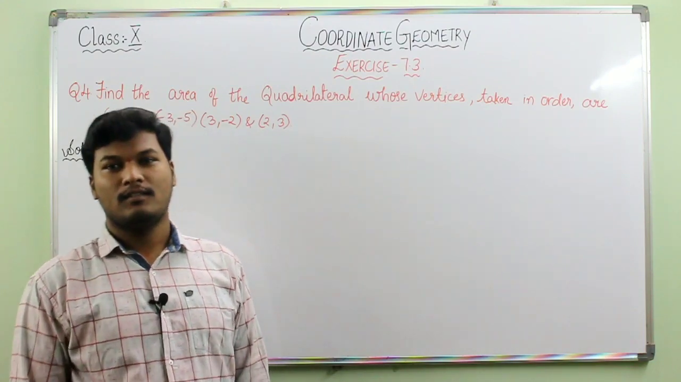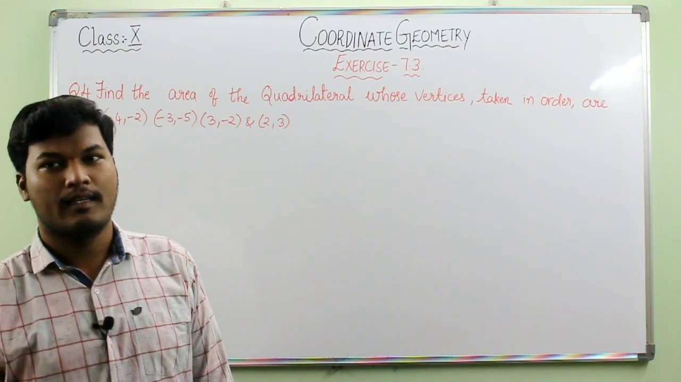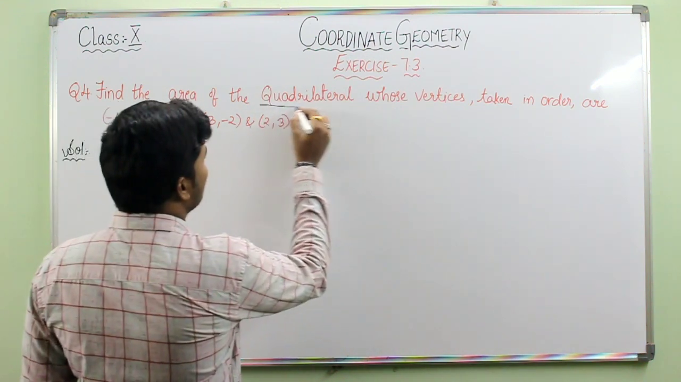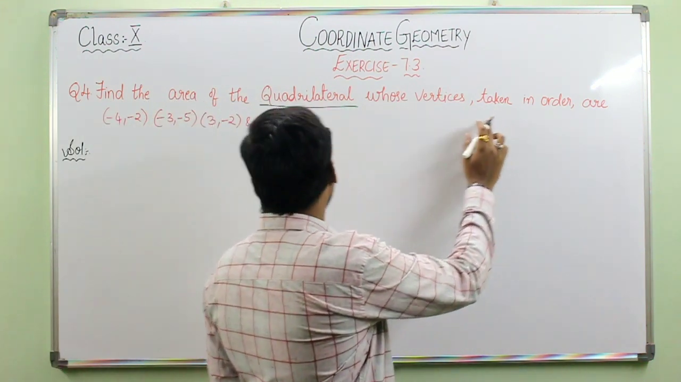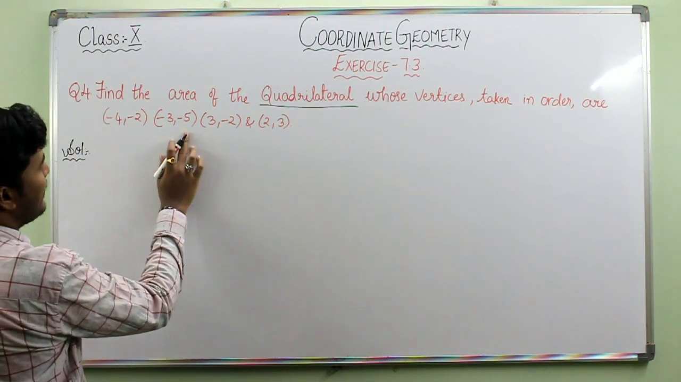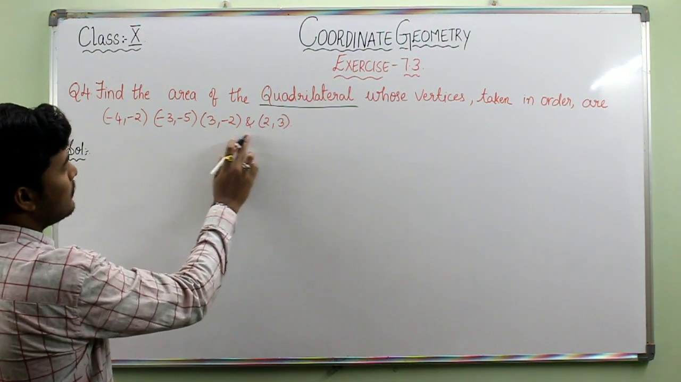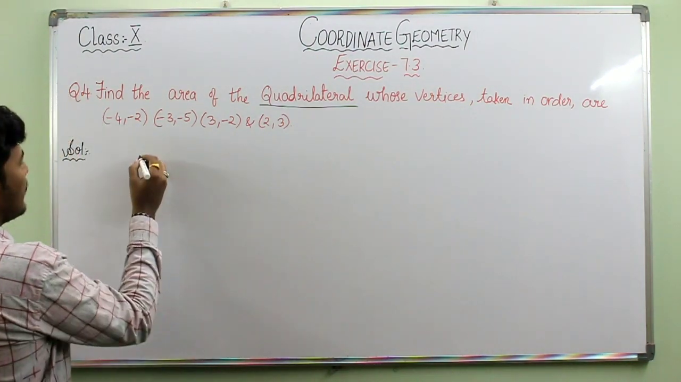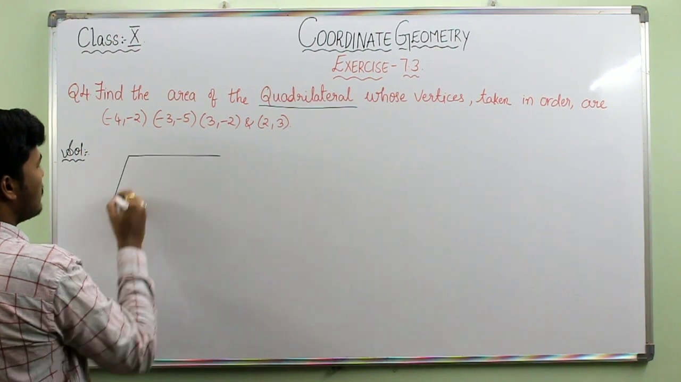Now let us discuss the fourth problem today, that is, find the area of the quadrilateral whose vertices are taken in order, that is, (-4, -2), (-3, -5), (3, -2) and (2, 3). Okay, so we have to find the area of the quadrilateral. So let us first draw a quadrilateral.